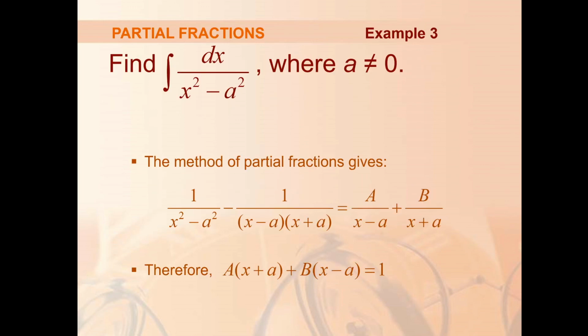Okay, so now let's move on to the next one. Let's say we have an integrand like this: dx over the quantity x squared minus a squared. You can see that it's the difference of two squares in the denominator. Once you separate the linear factors, we have a over x minus a, plus b over x plus a, and we solve for a and b.